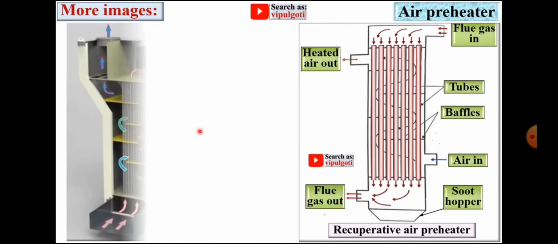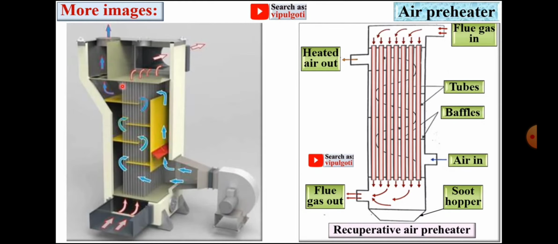More images of the air preheater. So here you can see the baffles are provided with yellow colors. Here both the flue gases as well as the air flow in the same direction, whereas in this figure they are in opposite direction. So this figure is only used to understand the working and construction of the air preheater, but you have to use this figure only for the examination.